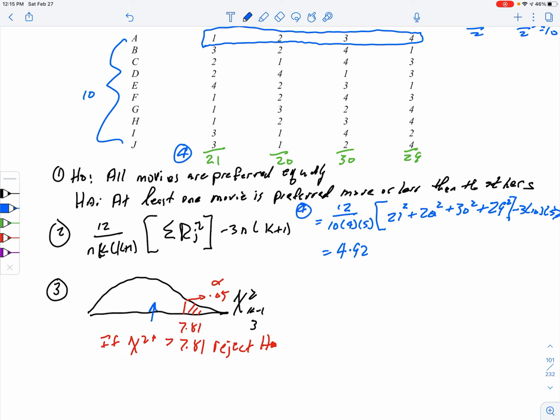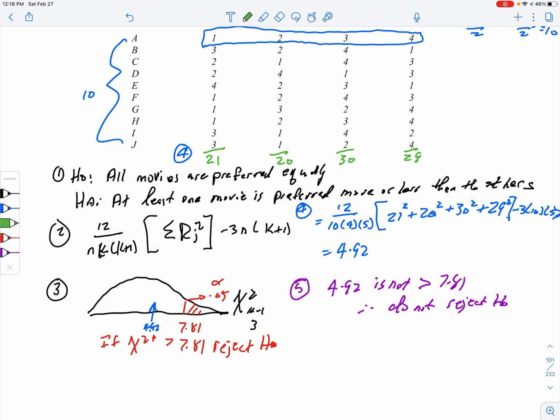Now, 4.92 falls in here, and so that means that you are not rejecting H0. So 4.92 is not greater than your critical value, and therefore do not reject H0. What this is saying is that there actually are no significant differences between the ratings of the movies.